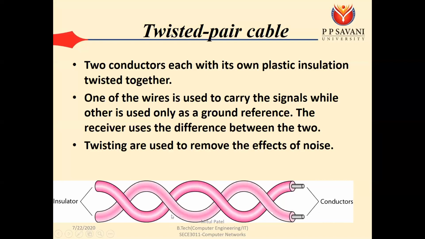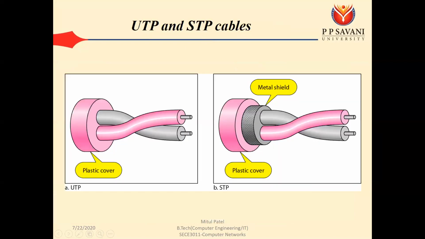So we can say that the number of twists per inch also has an effect. How much we twist also determines how much effect the noise has. So that is dependent on the number of twists. This is all about the twisted pair cable. It can be of two types, UTP and STP. UTP means unshielded twisted pair and STP means shielded twisted pair. Okay. So we have seen the UTP cable in our experiment.